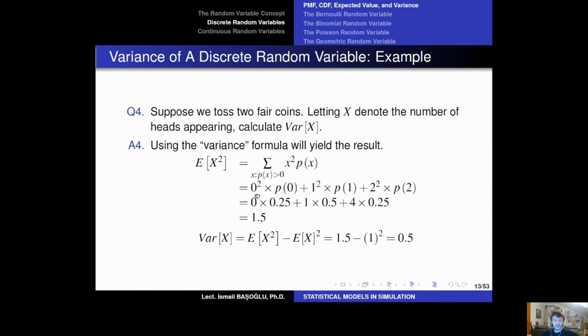And for each possible value that the random variable can take on, we calculate the squared values 0, 1, and 4. We take the weighted average of them with the respective probabilities that are being assumed, and that makes a 1.5. 1.5 minus the square of the expectation gives you a 0.5, and that is the variance for this random variable.